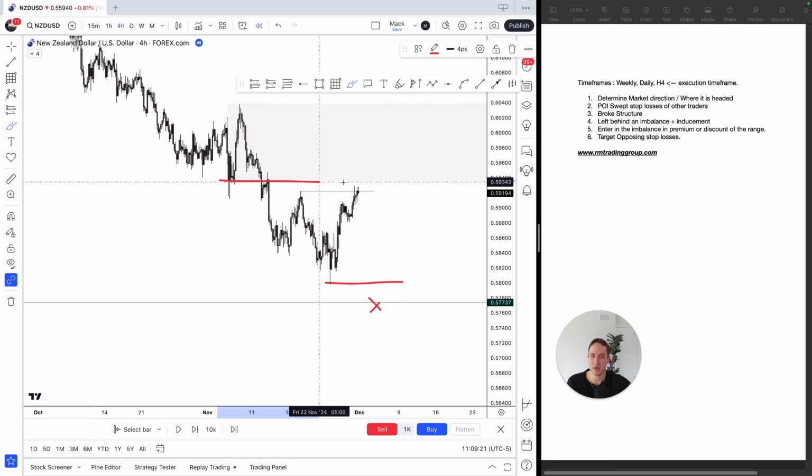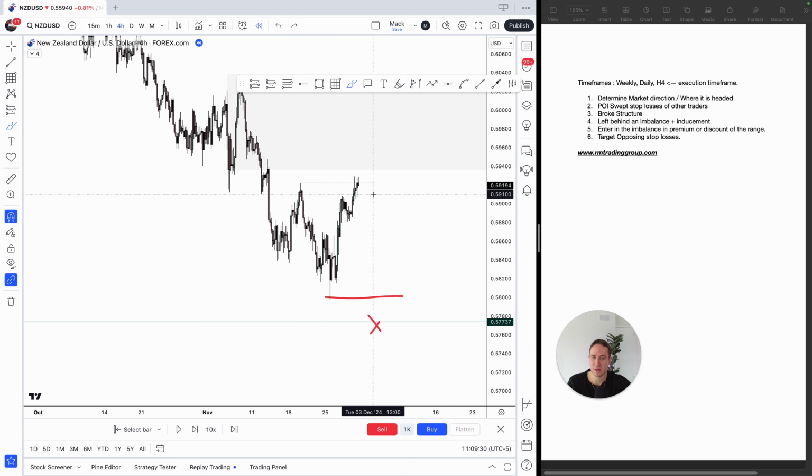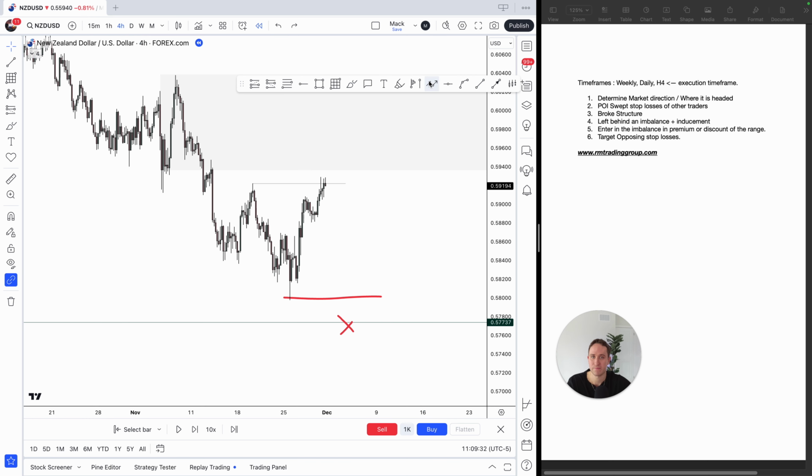See what I mean? This big area here, this big general point of interest right here, we swept the liquidity here, and now we're waiting for the same entry model. So we want to see the same entry model play out. So something like this, the break of structure with the imbalance and the inducement, boom. All right, so let's play this out.